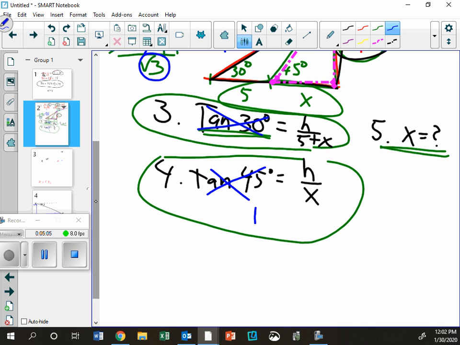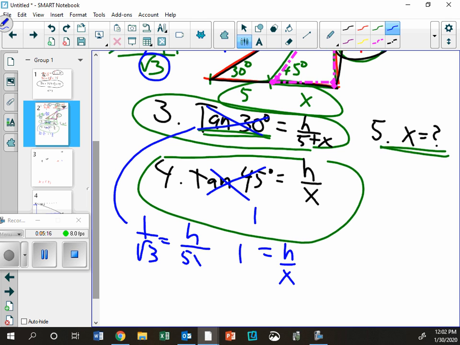So do you get that 1 is equal to h over x, and then this other equation, 1 over root 3 is equal to h over 5 plus x. But what was the big one? What was the big moment? The big moment was that you should have realized that that means h is equal to x. And since h is equal to x, what are you talking about? It doesn't say that. Watch, times x by both sides. H equals x. It's true.